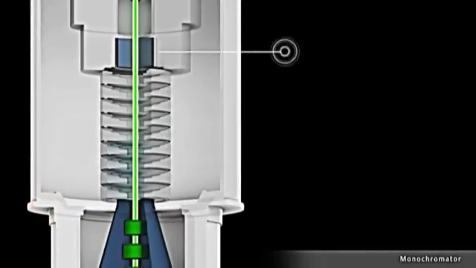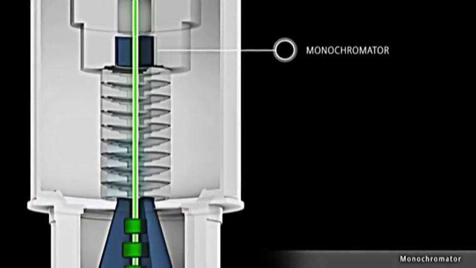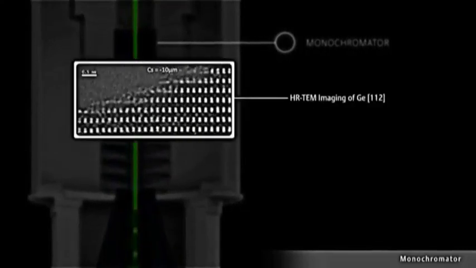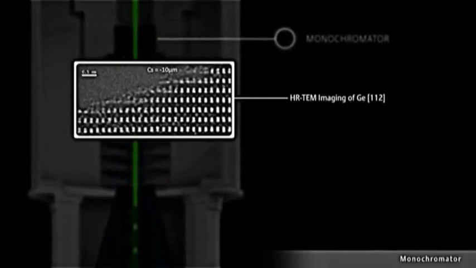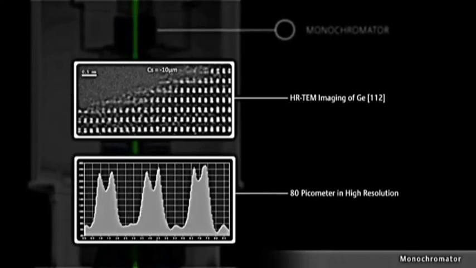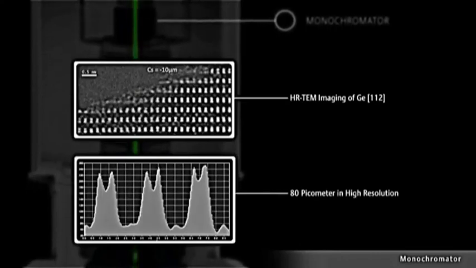Below the electron source is the monochromator, which narrows the energy spread of the electron source down to as low as 100 millielectron volts. This boosts the lateral resolution in high-resolution TEM imaging to 70 picometers and enables the spectroscopic study of electronic structures, as shown here in this sample of germanium-112 resolved to 80 picometers.